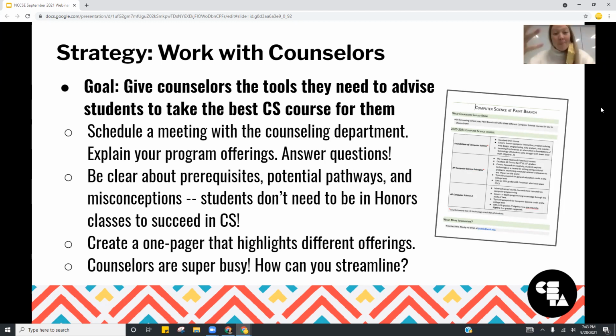And so we had that meeting with the counselors, left them with a one-pager, and thought about how we can help counselors streamline because they are super busy. For me, that meant showing up during their counseling department meeting so that I could answer any questions and give out that one-pager. They left that meeting feeling equipped to have conversations about computer science with students, and knowing that if they had students they were on the fence about, they could reach out to me and we could have conversations based on particular students.